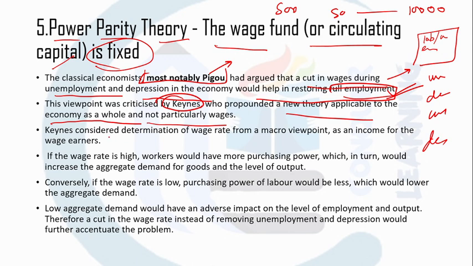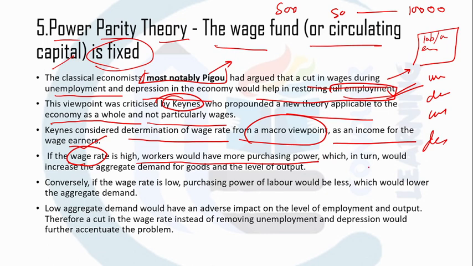So Keynesian considered determination of the wage rate from a macro viewpoint as an income for the wage earner. So he considered that they are not the subsistence but an income. According to him, if the wage rates are high, the workers would have more purchasing power, which in turn would increase the aggregate demand of goods and level of the output. So Keynesian says that when there is an efficient demand in the market for the product, there would be a requirement of the labor.